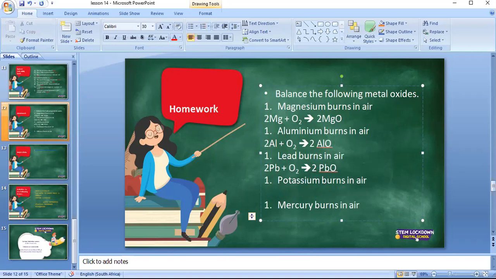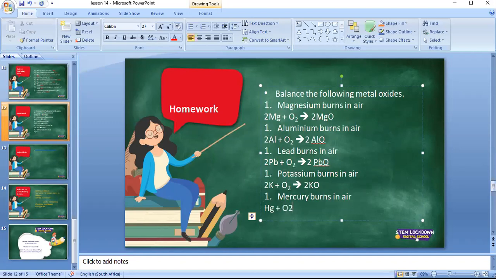Then we've got potassium burns in air. K plus O2. Other people are not familiar with the periodic table. There we go, we've got potassium oxide there, and then it is not balanced. How are we going to balance it? Coefficient of two. Then we've got mercury burns in air as well. Hg plus O2. What do we get? HgO. Mercury oxide. So is it balanced, grade 9? No. So how do we balance it?